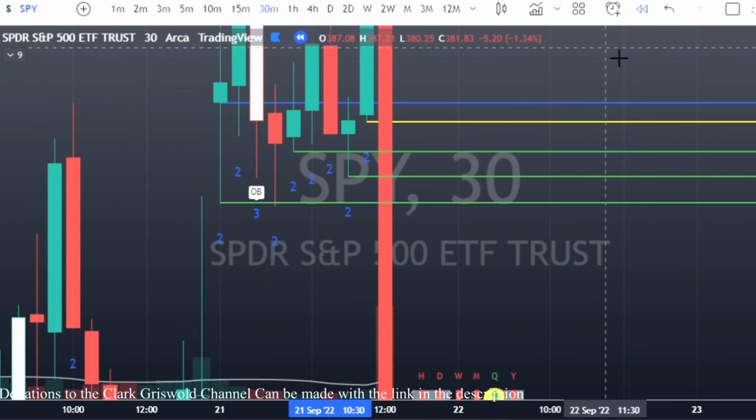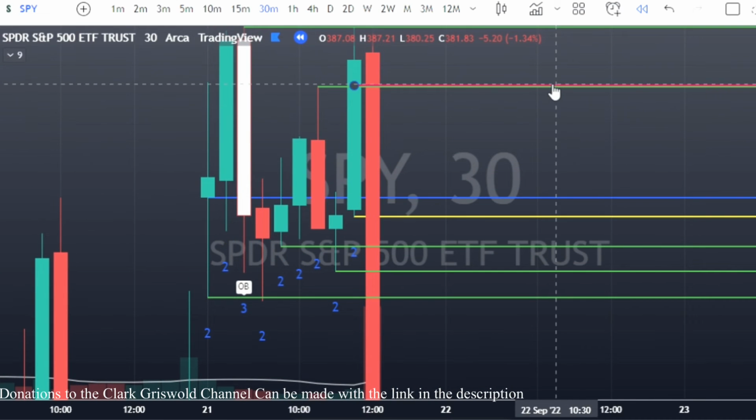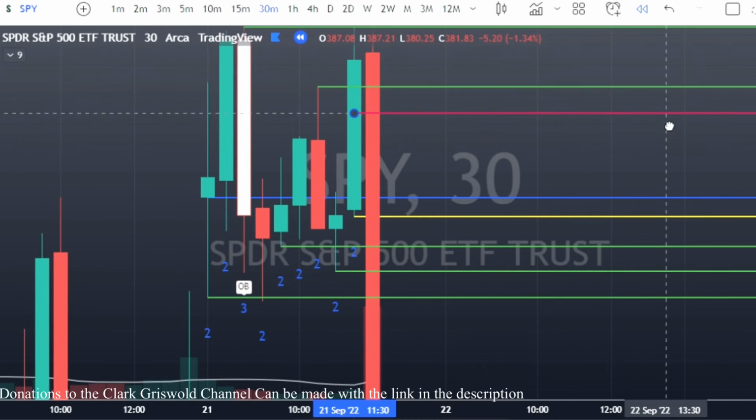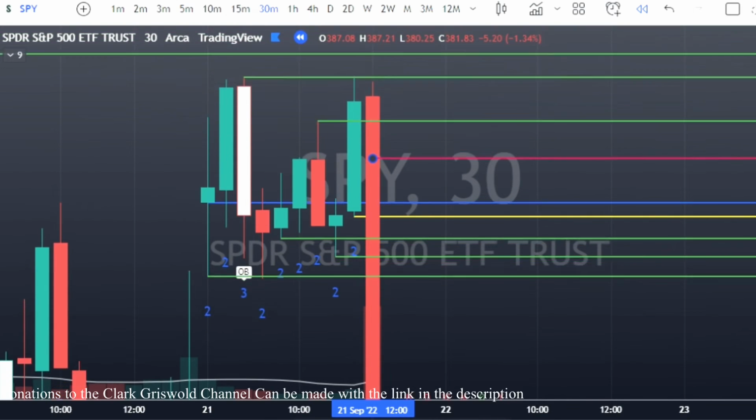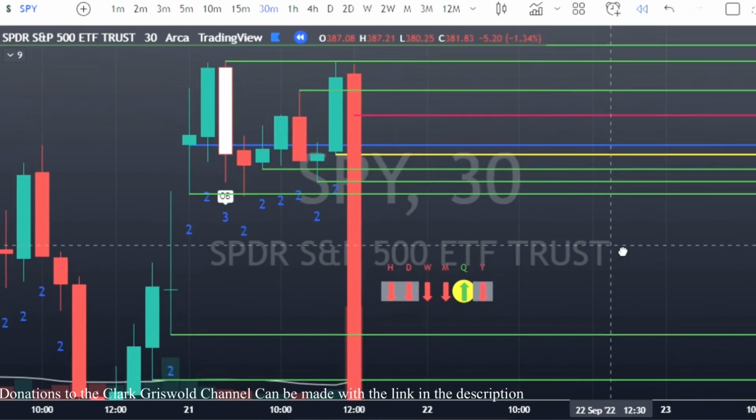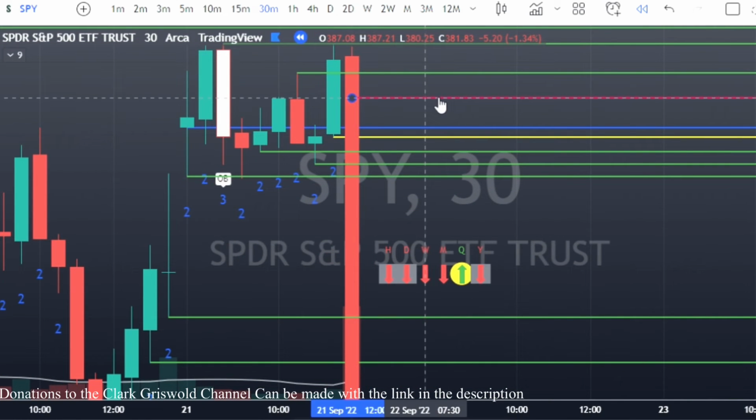Let's zoom this in. There we go. Okay, so we triggered, and this would have made you 3 and 3 on the day, and you would have been green on the day for sure if you were jumped in on this trade.